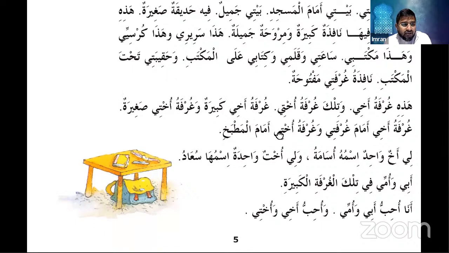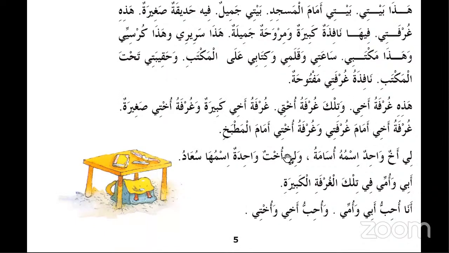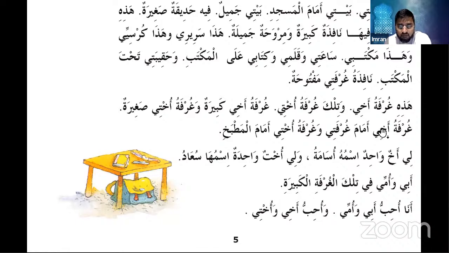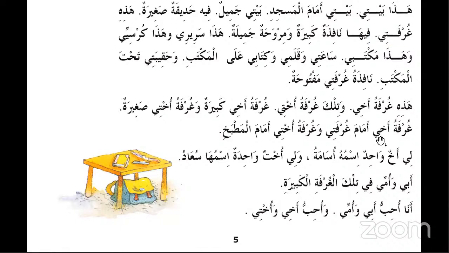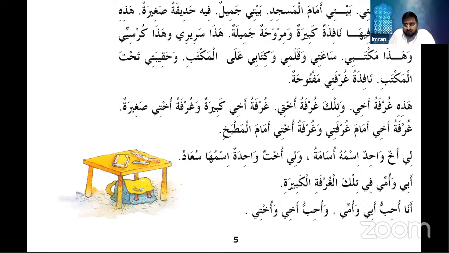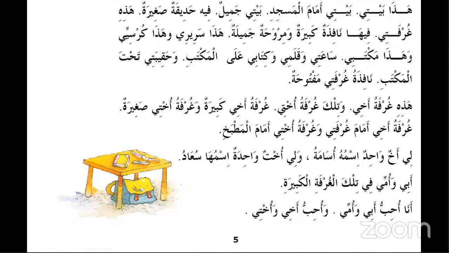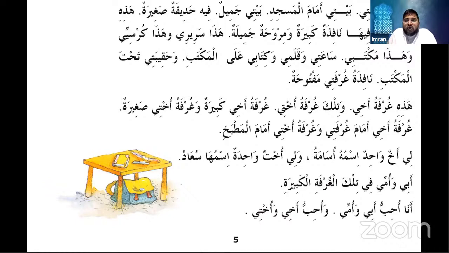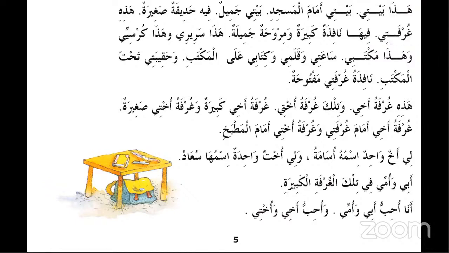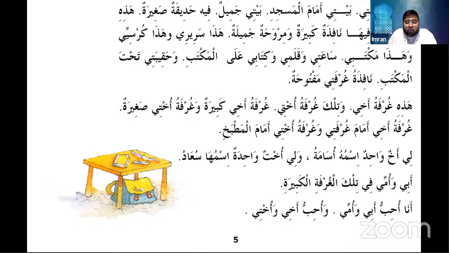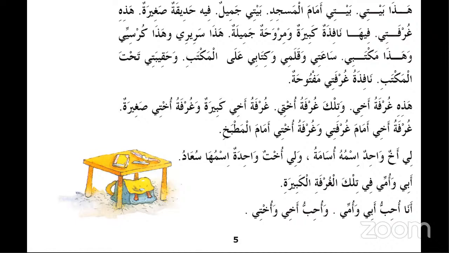That's brilliant. I want you to read the next paragraph. هذه غرفة أخي. هذه غرفة أخي وتلك غرفة أختي. Translate. This is my brother's room. And that room is my sister's. Correct. غرفة أختي. أخي, sorry.